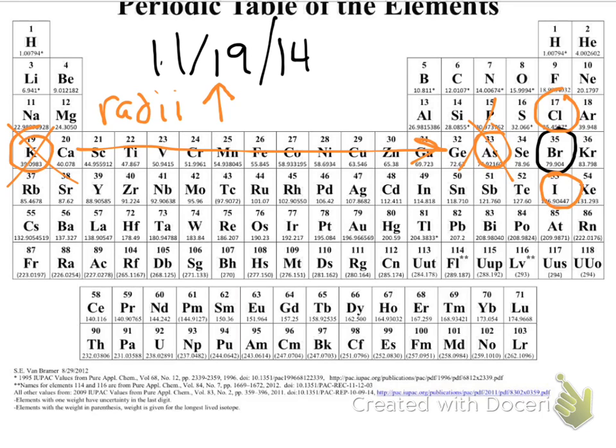And I literally went through mentally kind of each of those and went, well, would that be bigger or smaller? Okay. We know that radius tends to increase as we go down a group. So iodine's out. Bromine would have a larger radius than chlorine. Chlorine would be smaller than bromine. So that's what you've got to do.